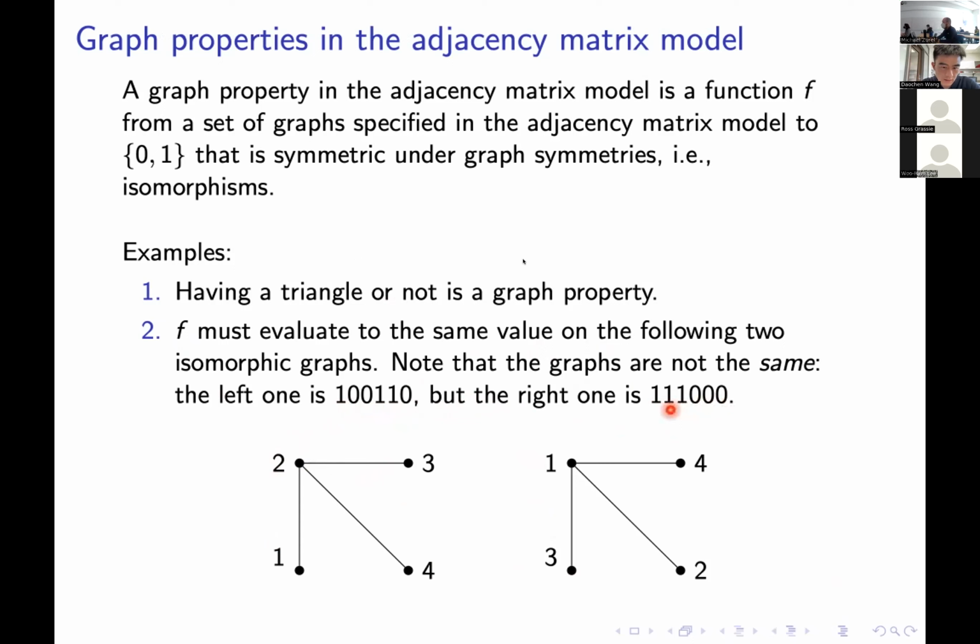Maybe just to see the difference in the second bit. The second bit indicates whether edge 1, 3 is present or not. So in the first graph, 1, 3 is not present. That's why it's 0 for the left one, but edge 1, 3 is present for the right graph. That's why it's a 1 in the right one. Okay.